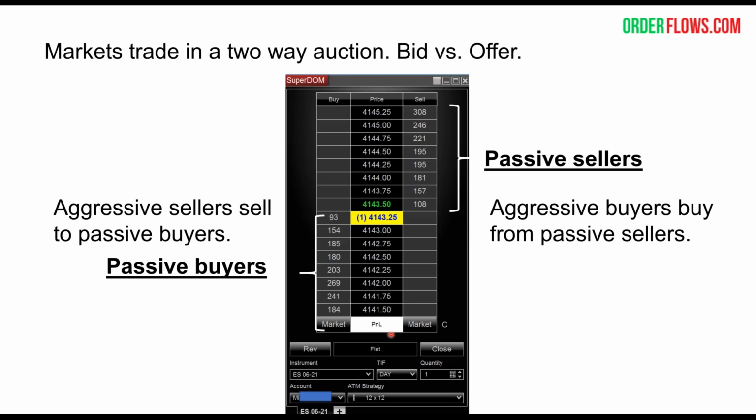And again, remember, aggressive sellers sell to the passive buyers. Aggressive buyers buy from the passive sellers. That's what makes the market go up or down, is what the aggressive traders are doing. Are there aggressive sellers or are there aggressive buyers? People that are clearing out the liquidity in the market, right? Liquidity is the resting orders in the market, either above the offer or below the bid.